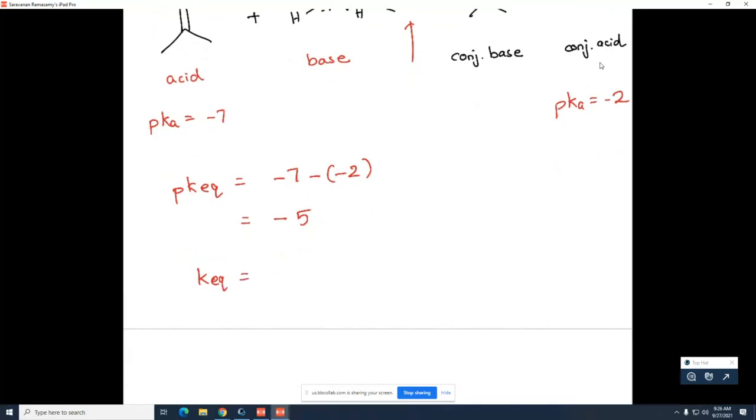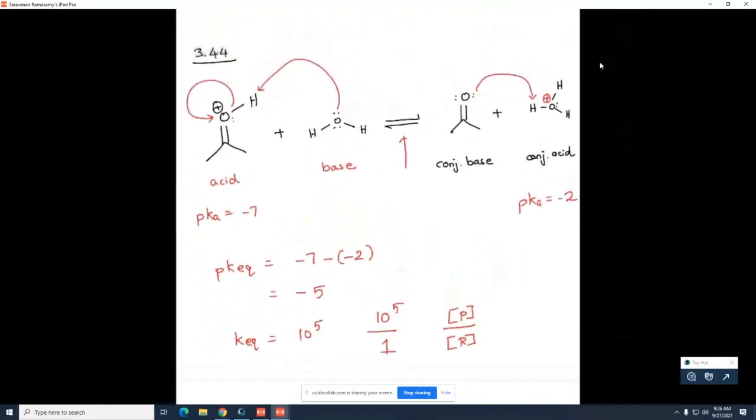Keq is equal to 10 to the power 5, or 10 to the power 5 over 1, the amount of products over the amount of reactants. And this tells us the equilibrium should favor the forward direction. Keq is greater than 1, so the forward reaction is more favorable.